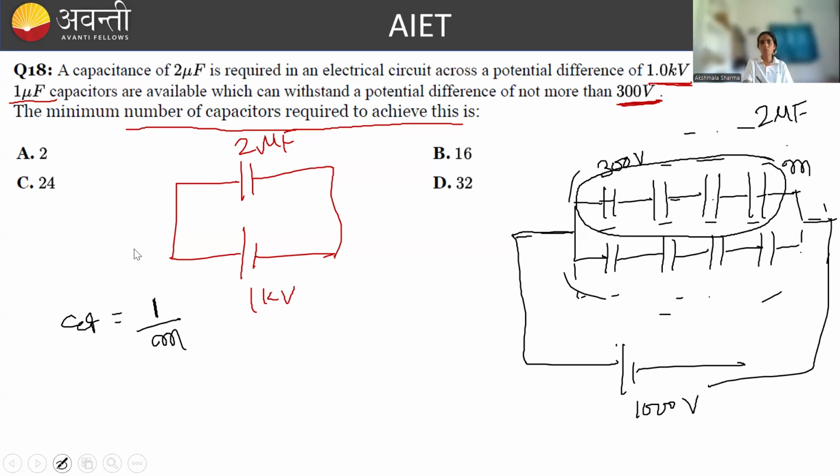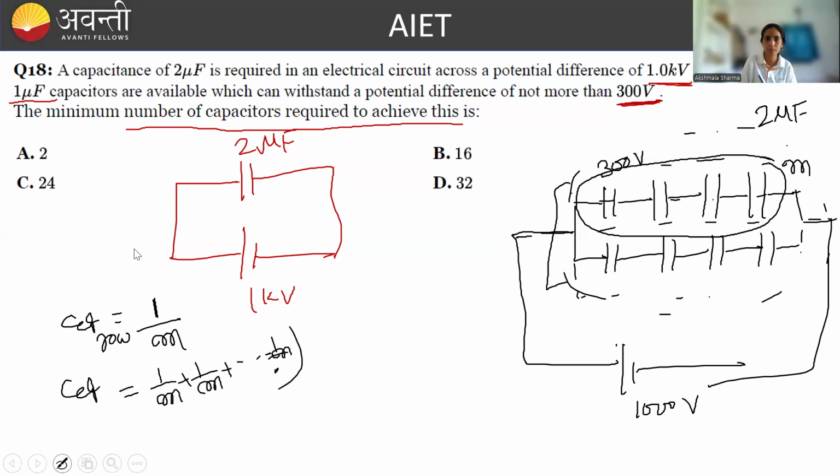We have seen this. Now, C equivalent for this whole system: the rows are in parallel. So one row has C equivalent 1 by m, another 1 by m, third 1 by m. And if there are such n rows, then what will be C equivalent? It is the sum of such n rows, because they are in parallel, they will get added like series. So 1 by m plus 1 by m plus dot dot up to n times. So this will become n by m, and n by m should be equal to 2 microfarad, right?